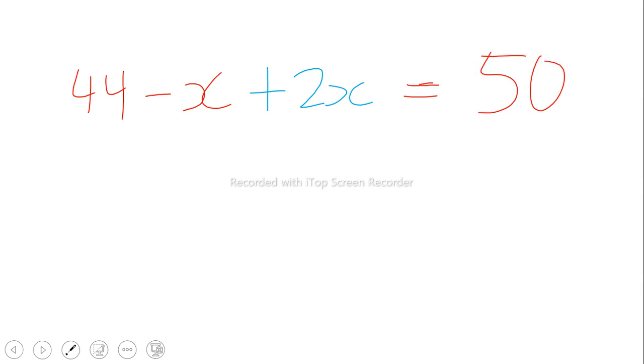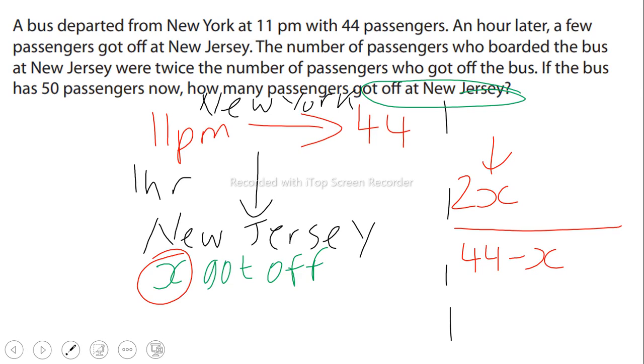Want me to explain that again, or no? Are we good? Okay, explain it again. So we're saying that we know that we had 44 passengers. Where did we have 44 passengers? From New York. At 11 p.m. we had 44 passengers. And they say after an hour, some people got off, right?